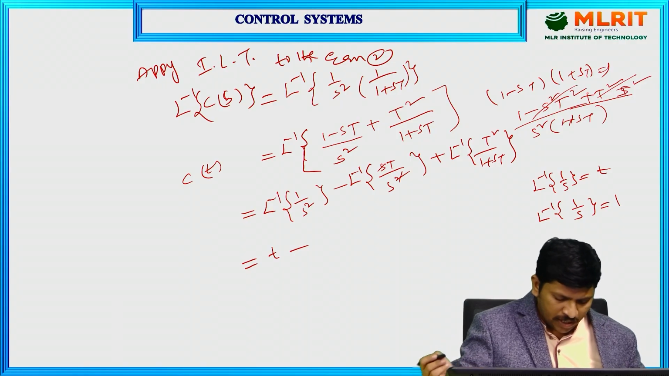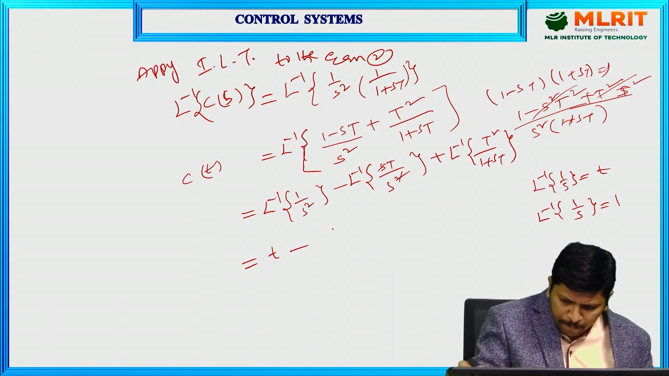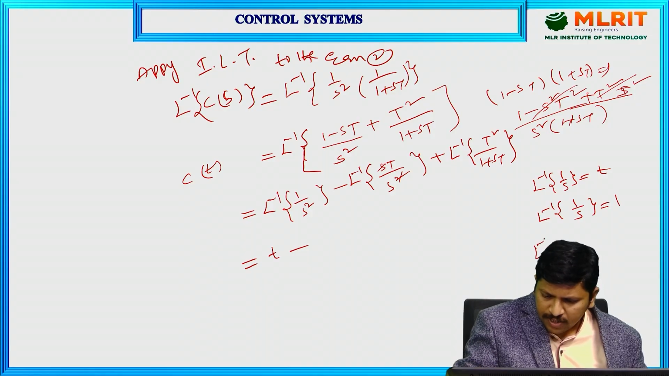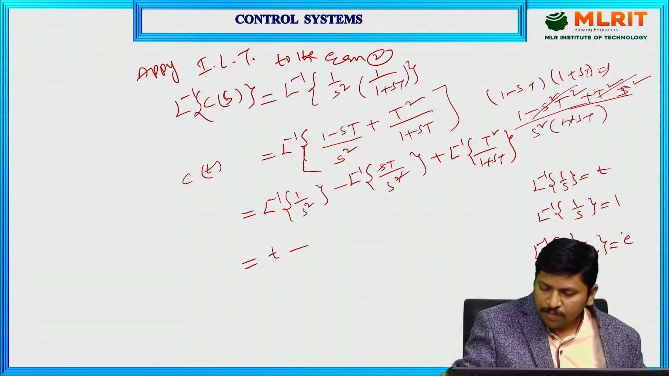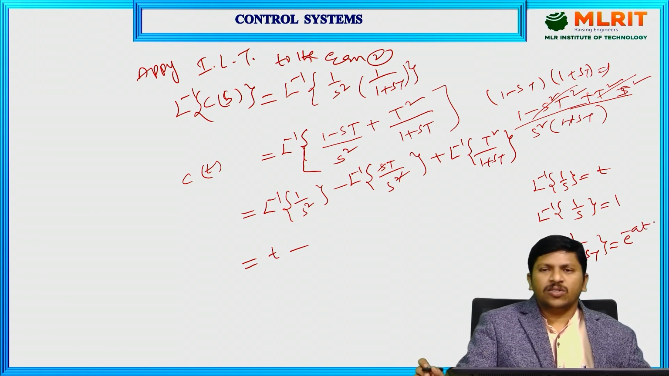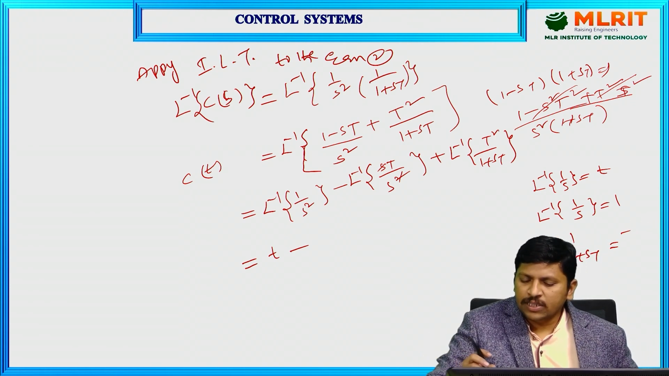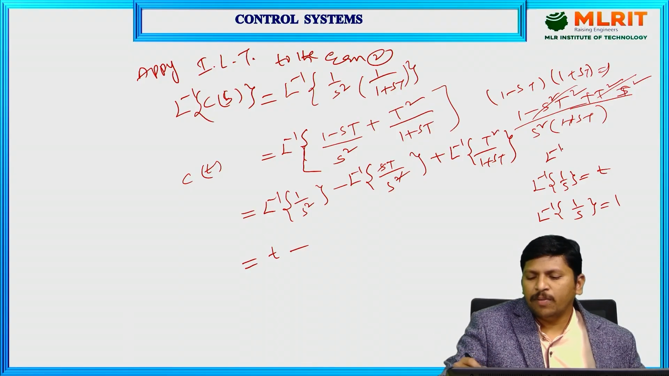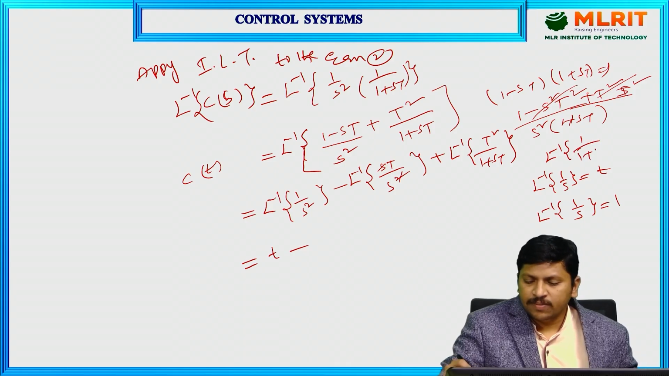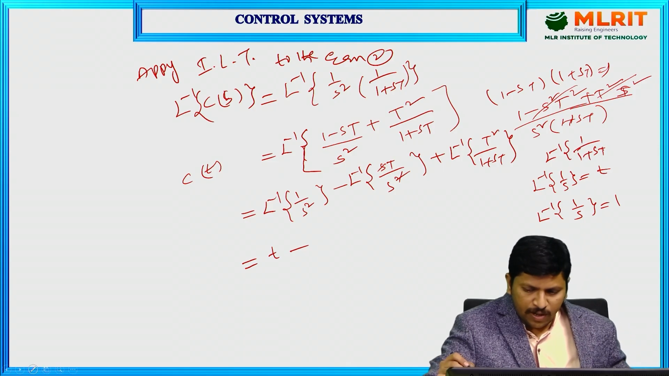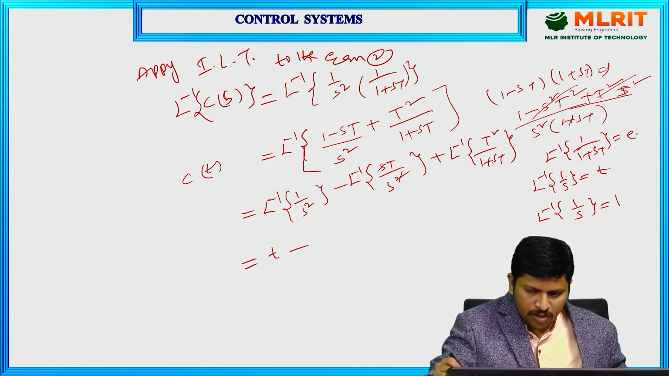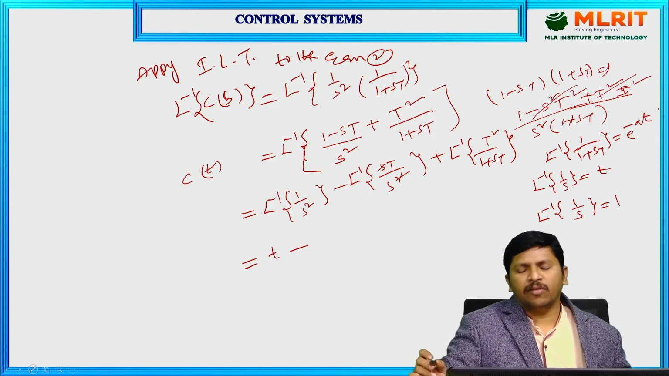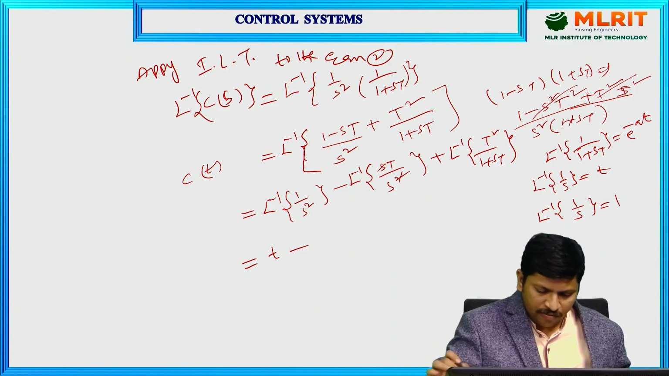Also, inverse Laplace of 1 by (1 + st) is nothing but e to the power of minus at. Just remember all these formulas. Inverse Laplace of 1 by (1 + st) is equal to e to the power of minus at, right? These three formulas just apply here.